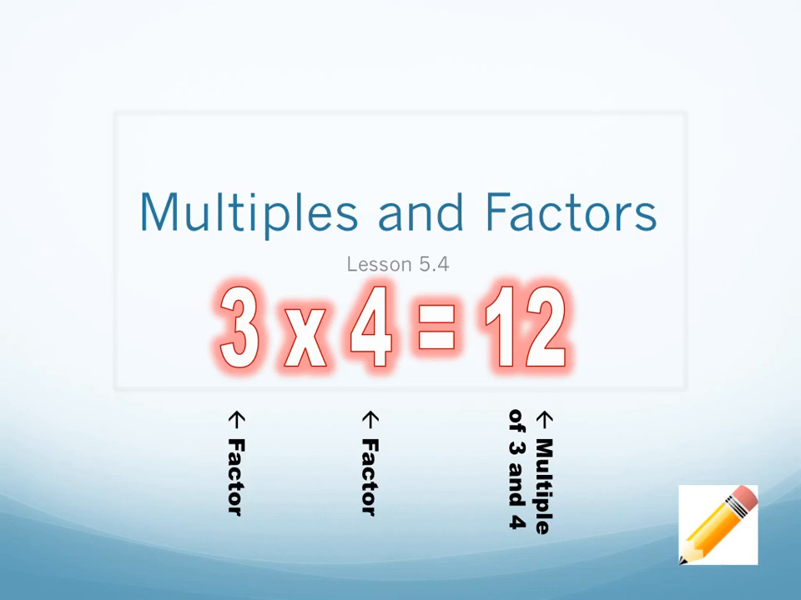Take a look at this example. It's a great preview for multiples and factors. 3 times 4 equals 12. 3 and 4 are both factors. They're numbers you multiply. The product of that, 12, is a multiple of both 3 and 4.